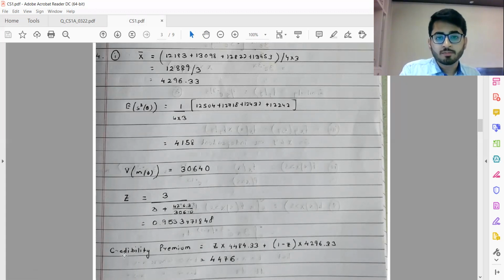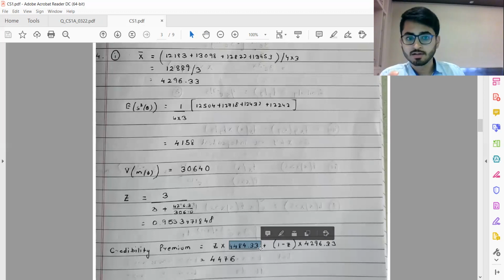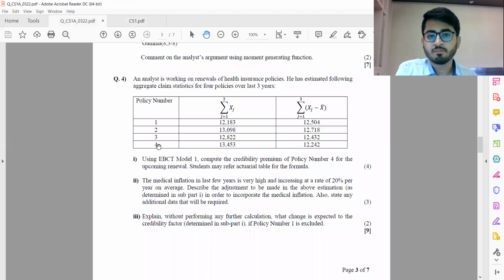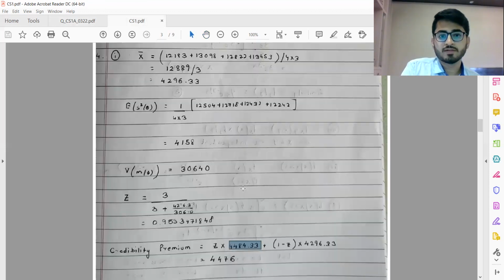So my credibility premium here will be Z into 4484.33. Note that this 4484.33 is nothing but the mean of the sample which I'm interested in, the policy number 4 over here. So 13,453 by 3. This is my mean of policy number 4. This I multiply with Z, plus (1 minus Z) into 4296.33, which is the overall mean of the entire sample, combining all policies together.